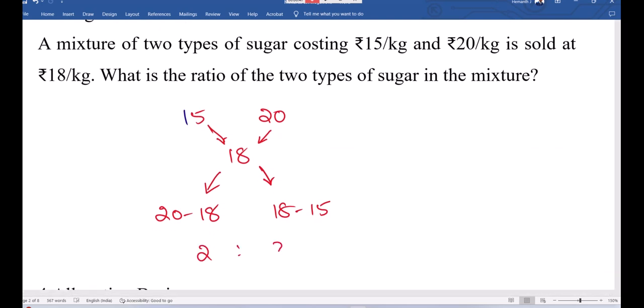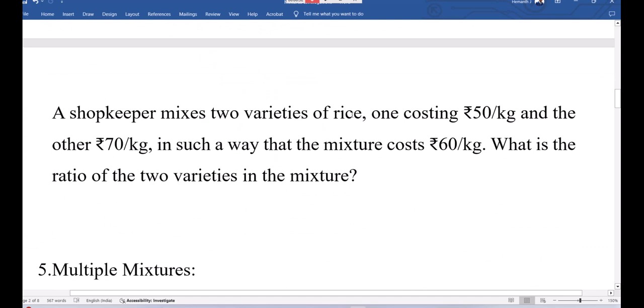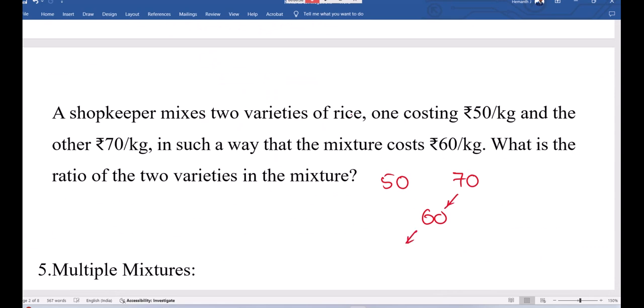2:3 ratio you are mixing. And in fact, you can check this, this is also 1:1, 50, 70, 60. Mixing should always be in between these. So it should be 10 difference and here 10 difference, 1:1 ratio. Fine.